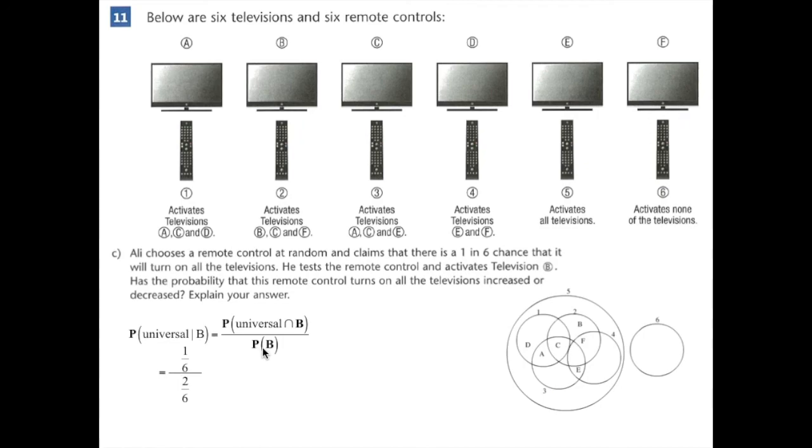The probability of B, okay, well, how many remotes turn on B? Well, 2 out of 6. So 1 out of 6 divided by 2 out of 6 is 1 out of 6 times 6 out of 2. The 6's cancel. 1/2. Look at that. So the probability has increased to 1 in 2, or 50%, or 1/2.